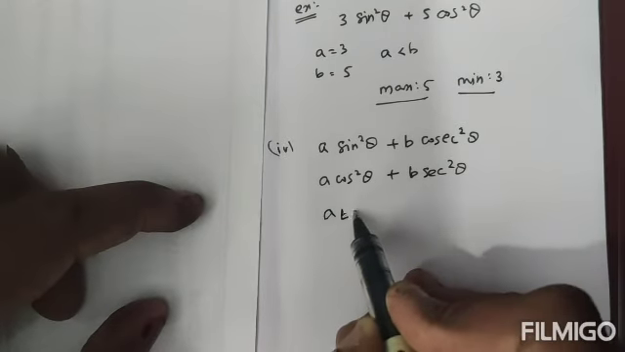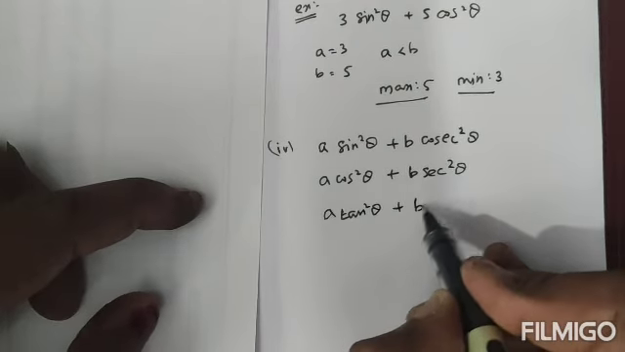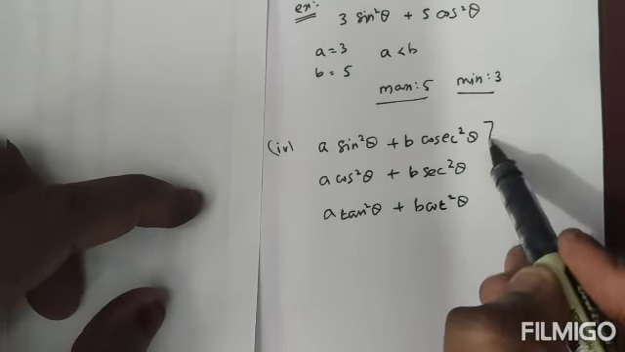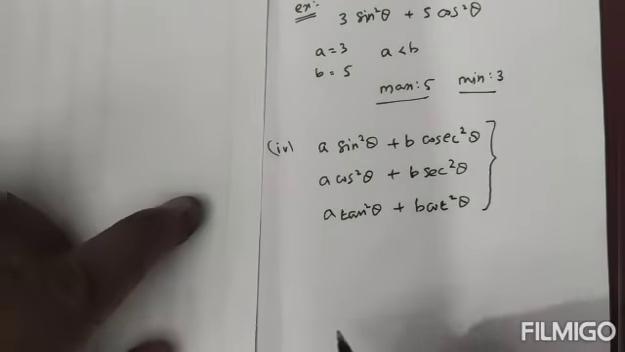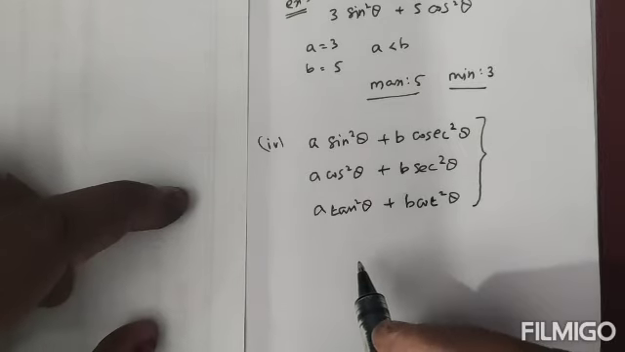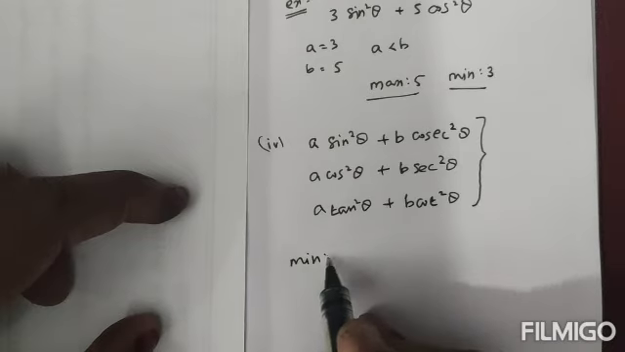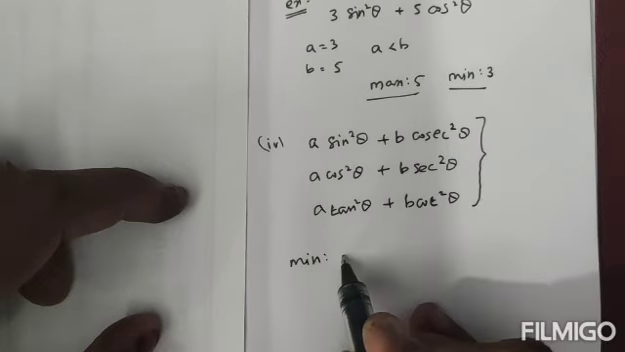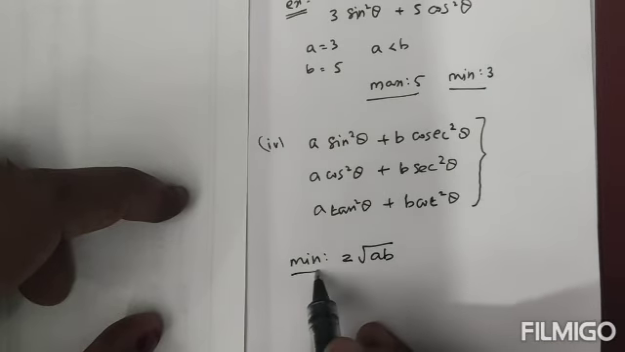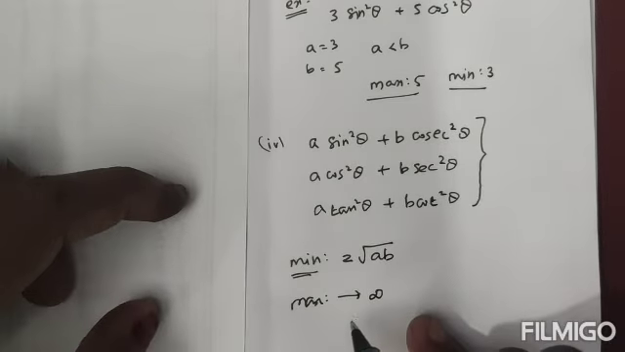Like that a tan square theta, so tan means cot will come, so b cot square theta. So for this kind of identities, we can say the minimum value formula is 2 root of AB, that's all. But the maximum value, maybe it is infinite.